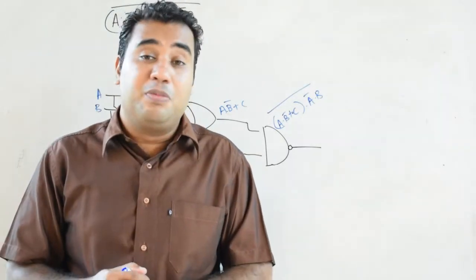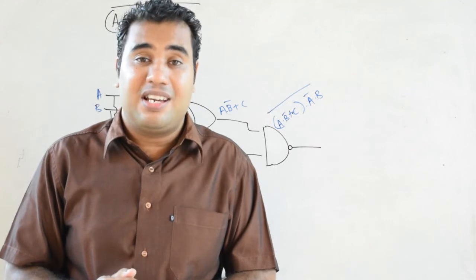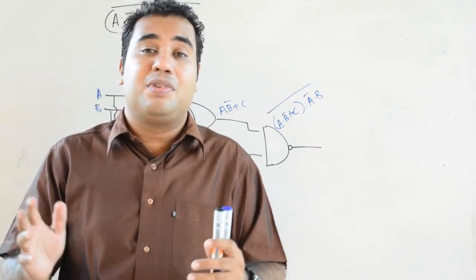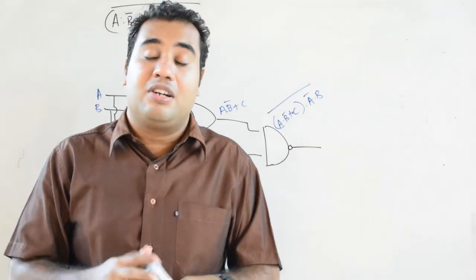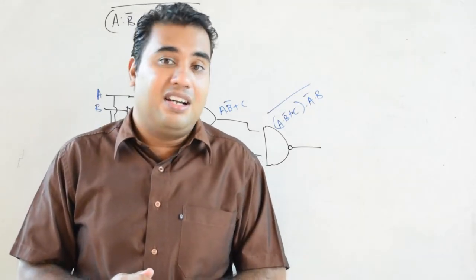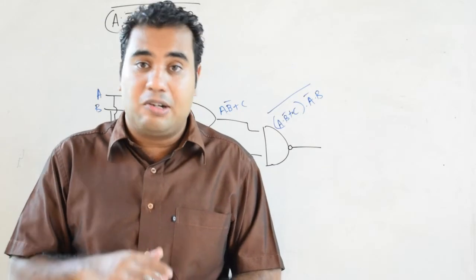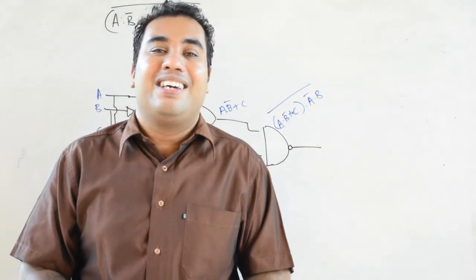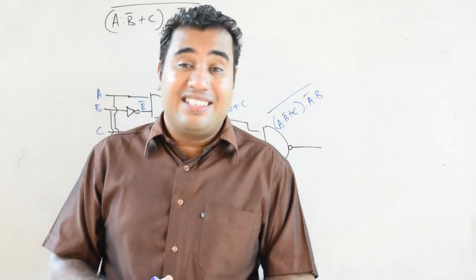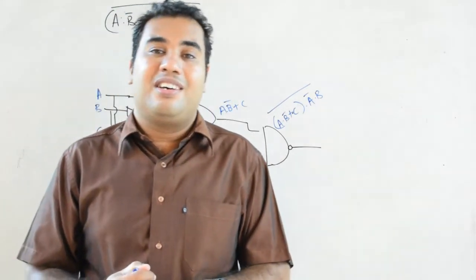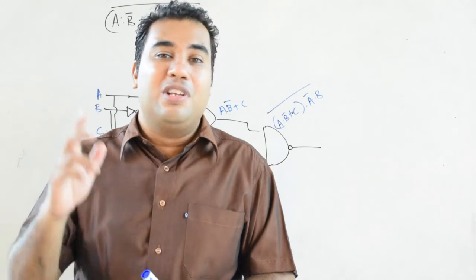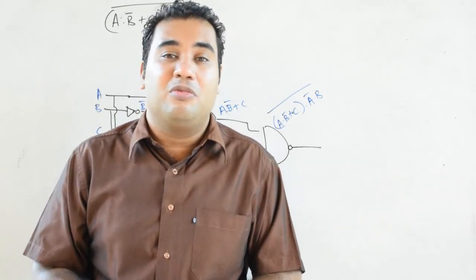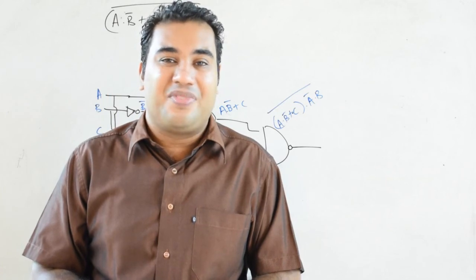I hope you learned everything about this. Now we know how to create logical expressions, how to obtain logical expressions according to a given logical circuit, how to draw a circuit according to a given expression, and how to draw truth tables. In the next lesson, we are going to learn about the Boolean algebraic rules that we are going to use in our simplifications of Boolean logical expressions.